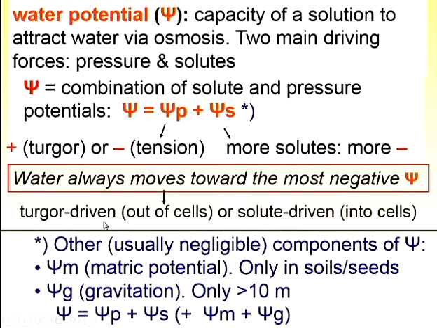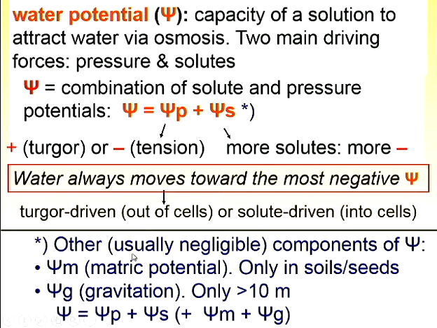So those are the two main forces in water potential that drive water movements in general in biological systems. We have pressure differences across membranes. We have solute differences across membranes. And both of them contribute, pushing and pulling on the water, to the overall water potential psi. In some systems, there are additional components.